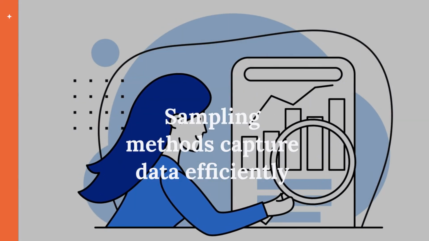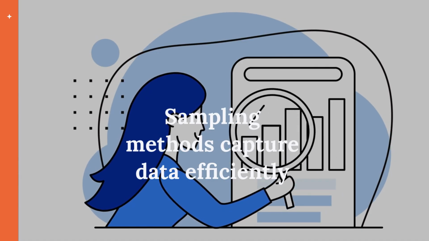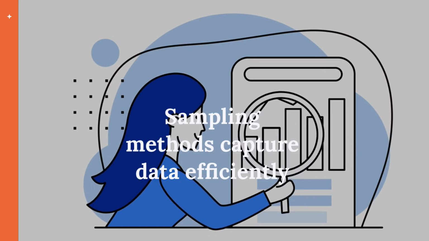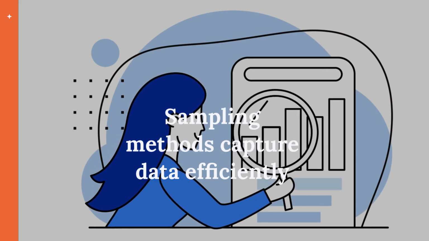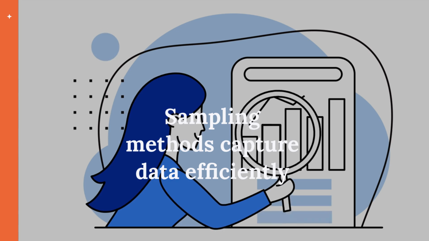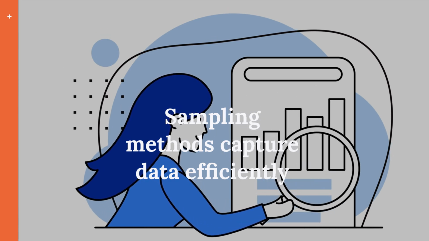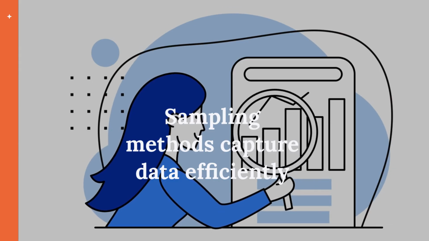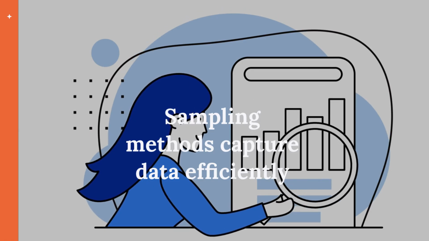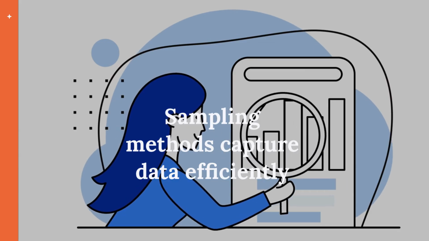Sampling methods like event sampling and time sampling are crucial. These techniques allow researchers to systematically select when and what to observe, making data collection more structured and reliable. These methods help in capturing relevant data efficiently. Event sampling focuses on recording specific behaviors or events whenever they occur, while time sampling involves observing at set intervals, both saving time and resources.